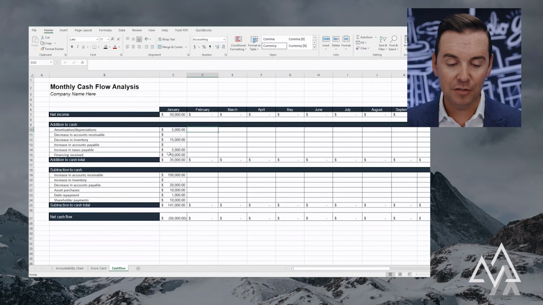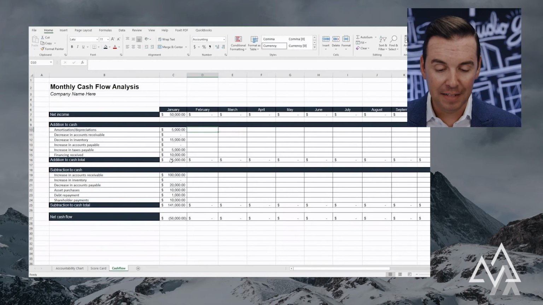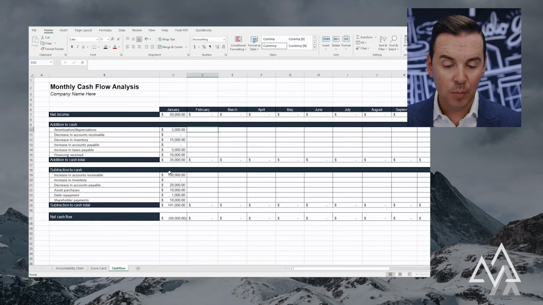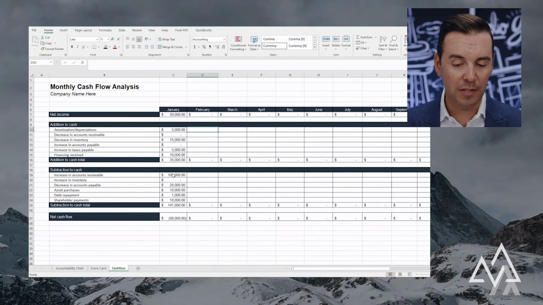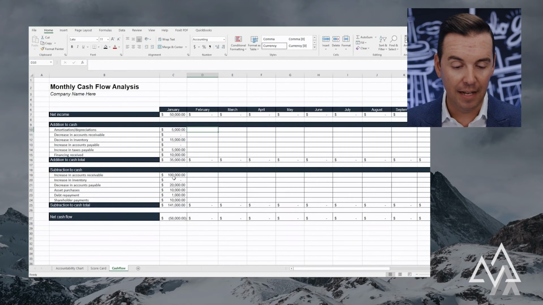And we received $10,000 of financing. It's $35,000 addition, right, to our cash flow. That puts us at 85 to start. And then we have our $100,000 increase in accounts receivable. We sold something for $100,000, but we didn't collect the cash. That is detrimental to our cash flow. We have to subtract that.